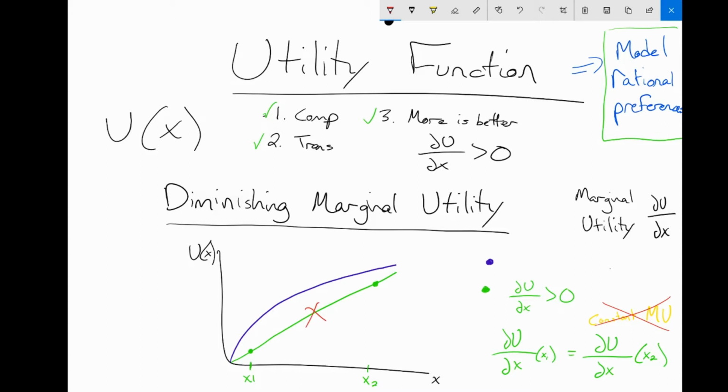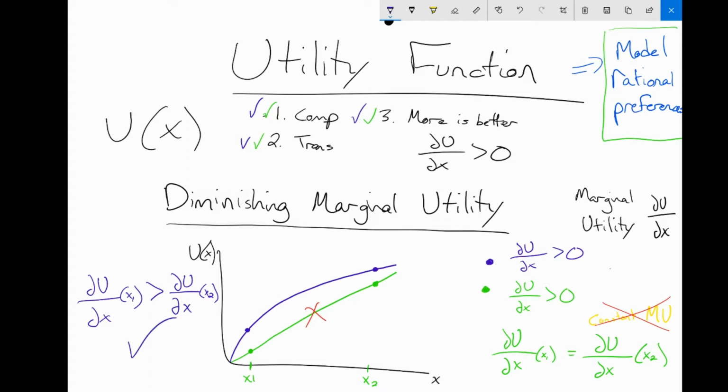What about the purple? With the purple one, it's kind of a purplish blue. Does it satisfy everything else? Sure. Great. The derivative is positive. Excellent. But now, let's think about the value of the derivative at x1 and at x2. The marginal utility at x1 is greater than the marginal utility at x2.